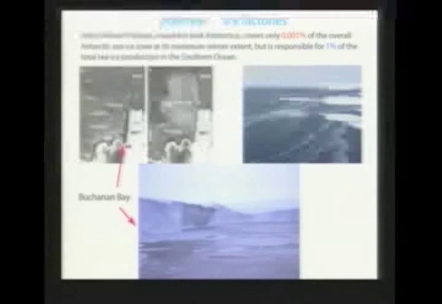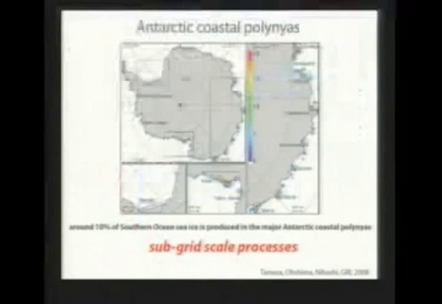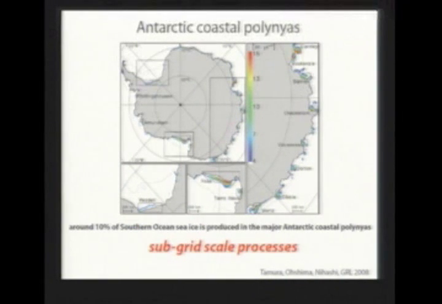While the Mertz Glacier polynya only covers about, I guess, 1/1000th of the areal extent of the overall Antarctic sea ice zone, it accounts for about 1% of the total production in the Southern Ocean. On the larger scale, there are a lot of coastal polynyas. Around 10% of the Southern Ocean sea ice is produced by major Antarctic coastal polynyas, but they're just these tiny dots along the coast. And these are not well accounted for or understood in the context of these global models. So these are important subgrid scale processes.